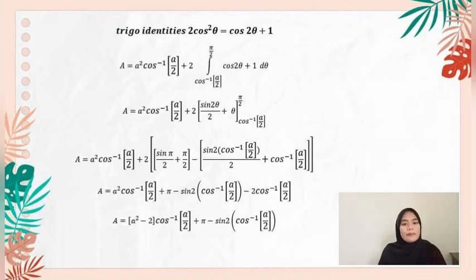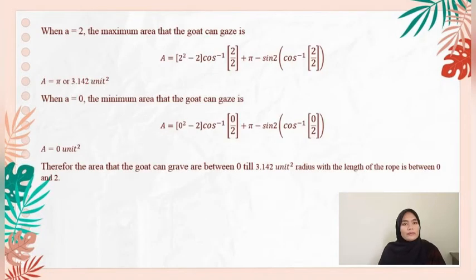Then we simplify the answer, then we get area equal to A square minus 2 with the bracket cos inverse A over 2 plus pi minus sin 2 cos inverse A over 2. Therefore, based on the question, we can see that it asks us to check the answer with the special case A equal to 0 and A equal to 2.